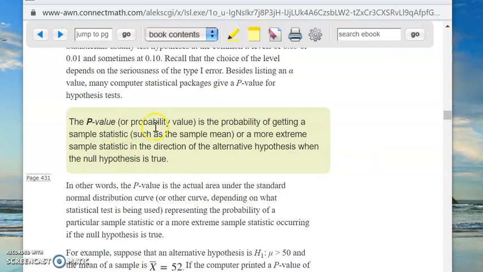The p-value, also known as the probability value, is the probability of getting whatever you got, the sample statistic, whatever you got, the probability of getting that particular X bar as an example. So it's the probability of getting the particular X bar that you got, that particular sample mean, or an even more extreme sample statistic, okay?